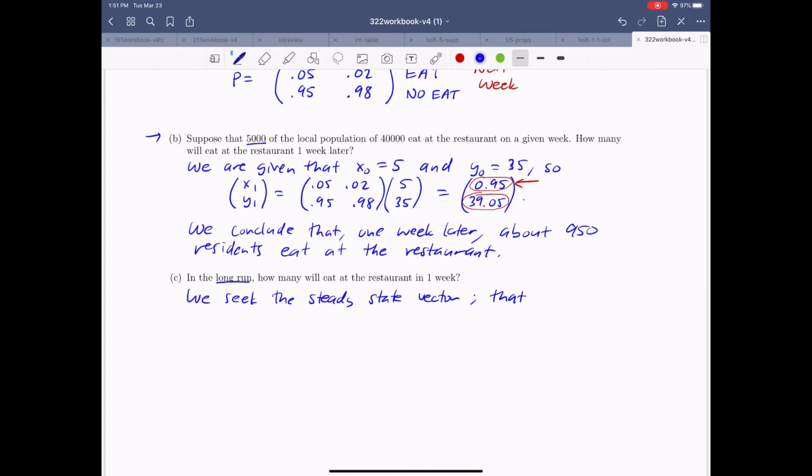Okay, and we described this, I think, on the previous page. So that is the vector Q such that PQ equals Q. Okay, that's what's going to happen in the long run.